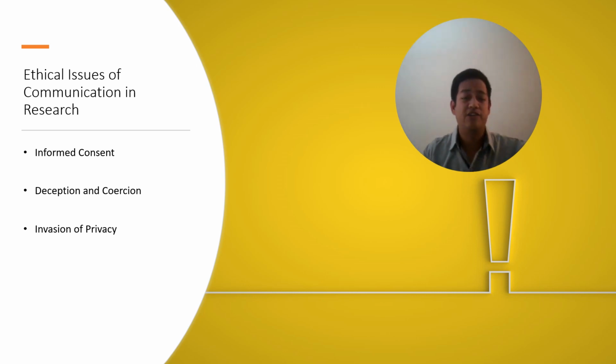The last primary issue is invasion of privacy. As previously discussed, anonymity and confidentiality are two facets of privacy that must be adhered to and protected at all costs. Confidentiality must always be protected in order to avoid harm in the participant's personal life. Researchers have a great responsibility to protect the information they collect about each and every participant that is involved.